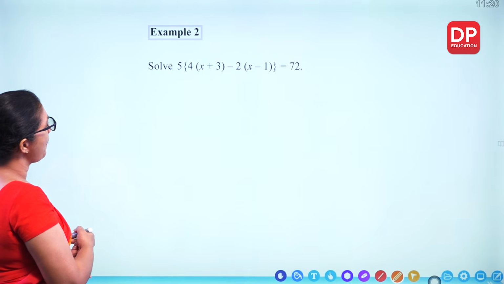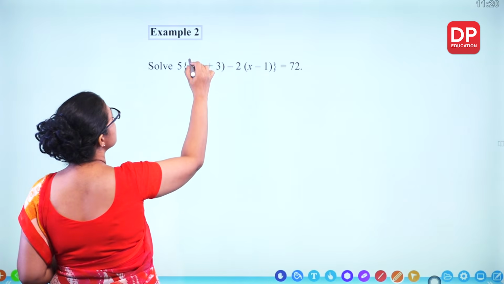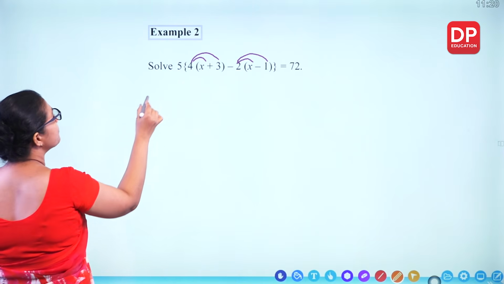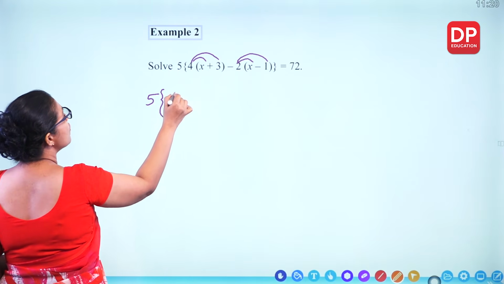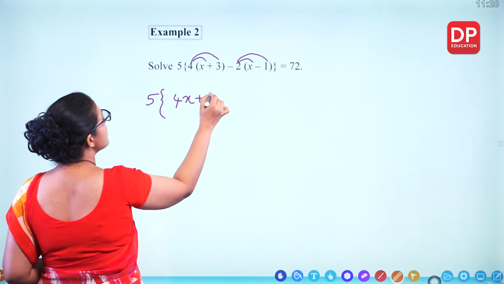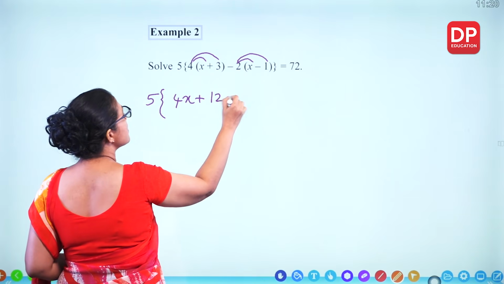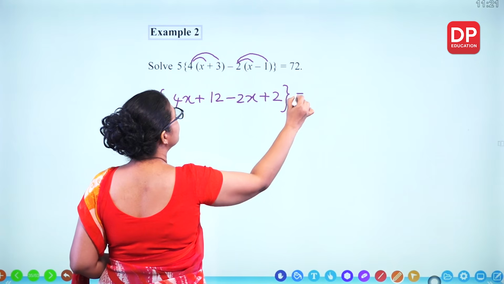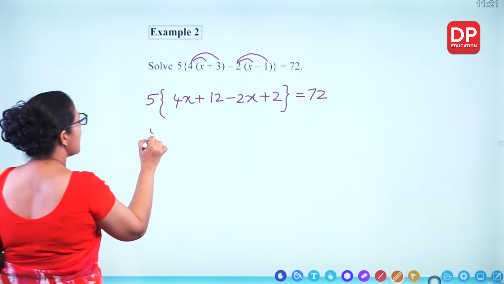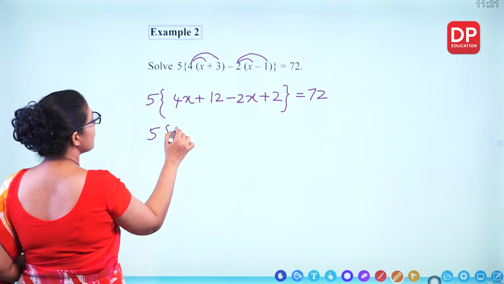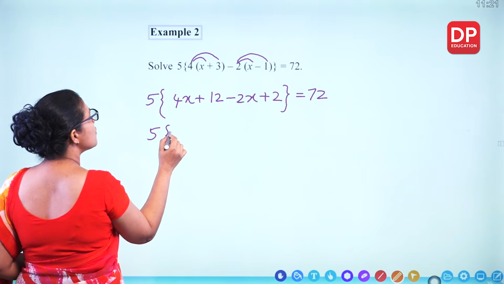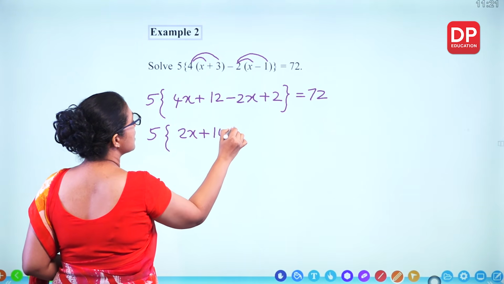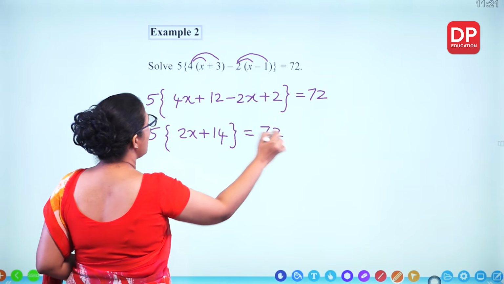Example number 2. Here also you get 2 types of brackets. First do the innermost brackets. Here 5 is there. 4 times x, 4x. 4 times 3, 12. Minus 2x here, minus and minus plus. Simplify inside. 4x and 2x becomes 2x. 12 plus 2, 14.